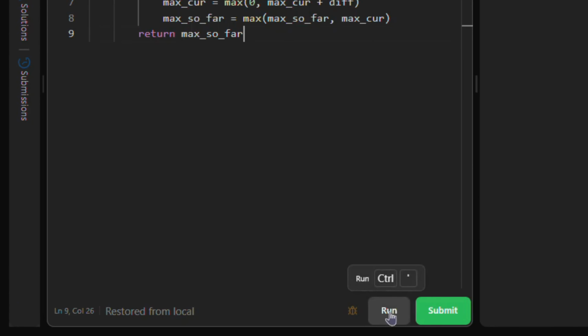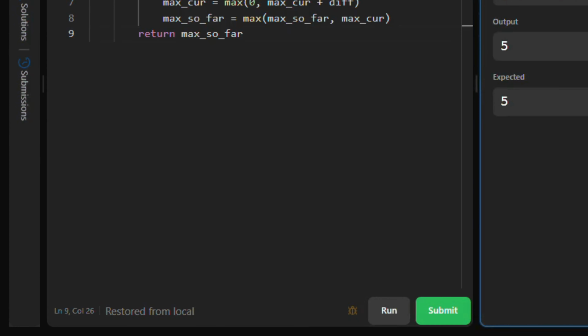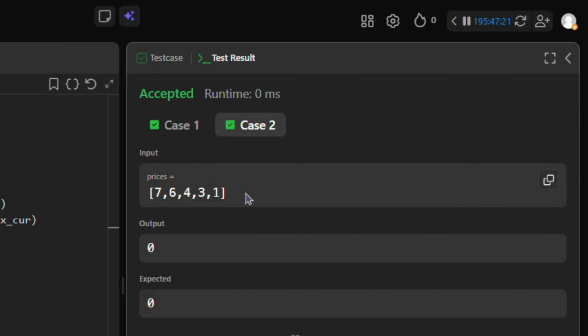Let's validate this test case. A scenario where the price keeps dropping. Here's the input. Prices equals 7, 6, 4, 3, 1. Each number is the stock price for the day, and we're looking for the maximum profit from one buy and one sell. Since the price continually decreases, there is no day where selling after buying would yield a profit.